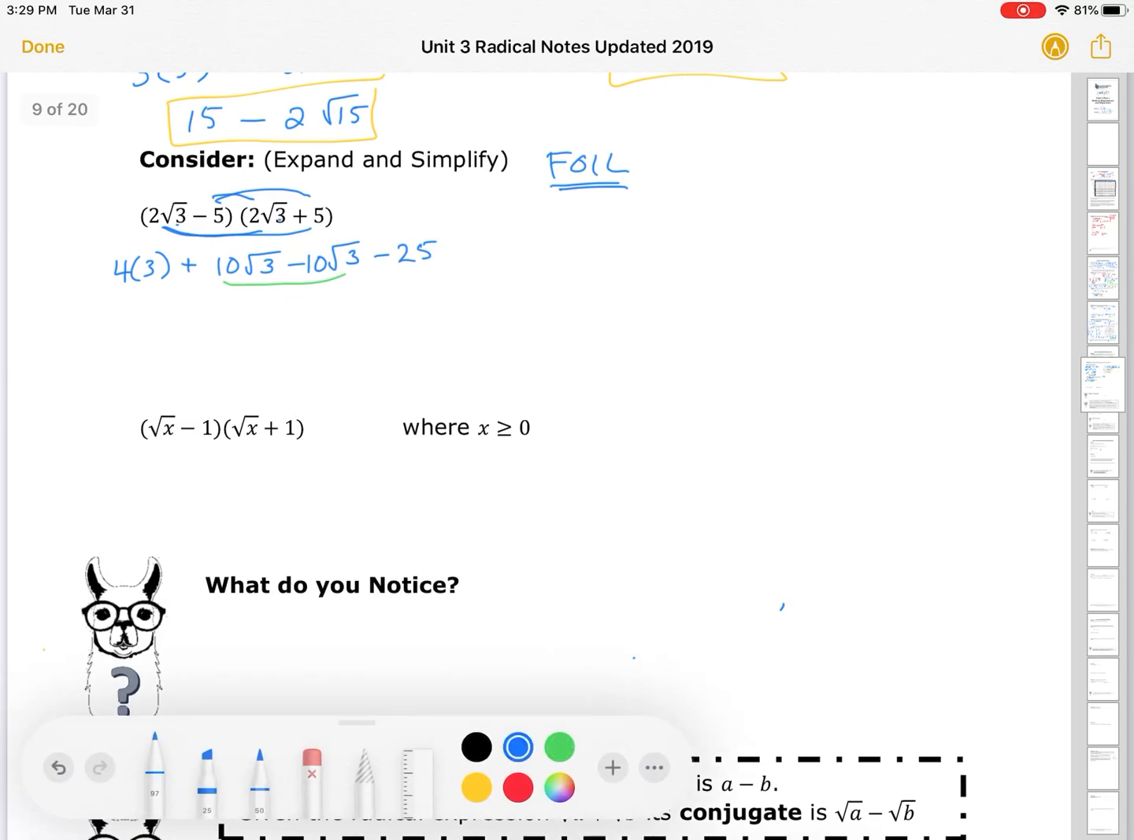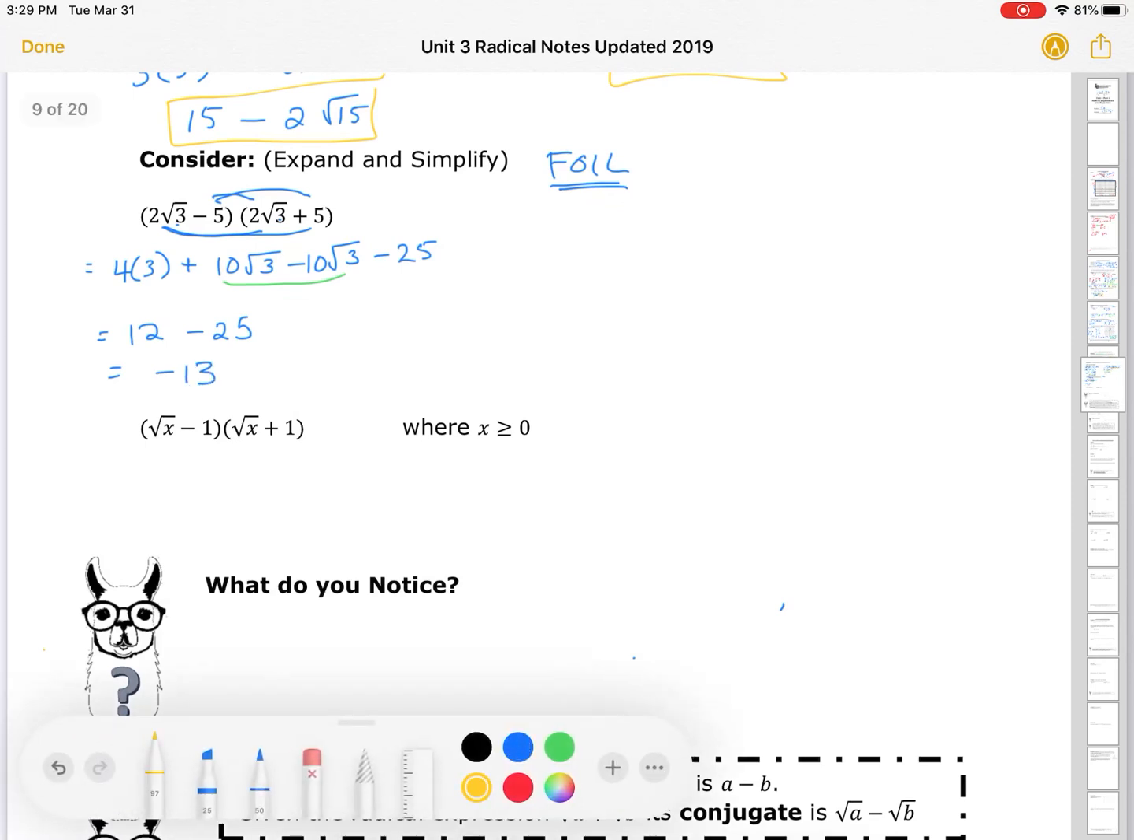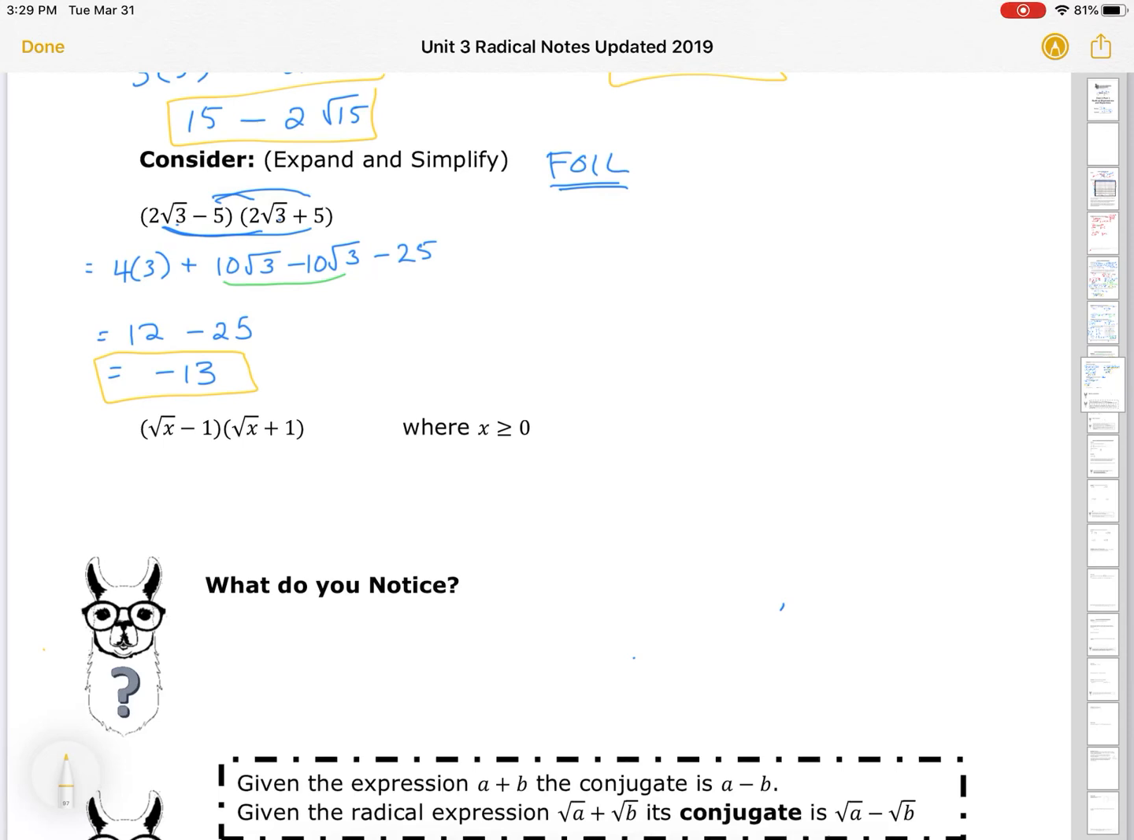Now, just like when we do FOIL with polynomials, we're going to combine any like terms to simplify this further. 4 times 3 is 12. I've got 10 root 3 minus 10 root 3, so that becomes 0, and I'm left with minus 25. And then I can simplify that further, and that would be equal to negative 13. And again, let's put a little box so we know that that is the final answer. Okay, so we use FOIL, we collect like terms, and we simplify it to the simplest answer.